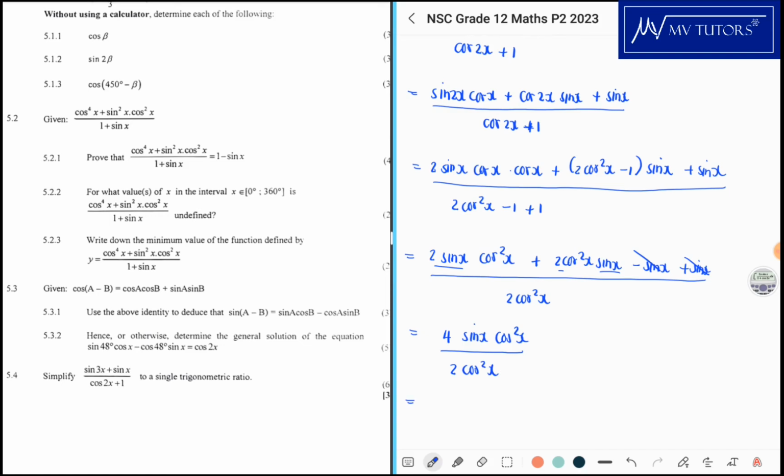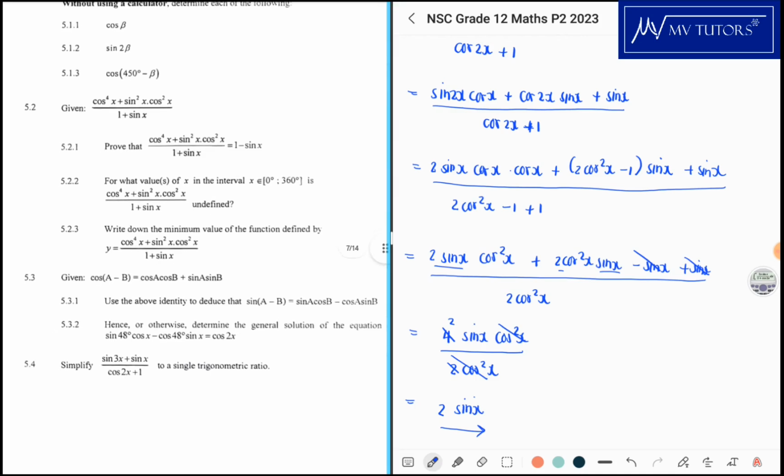So I can basically remove this cos squared x, that cos squared x, this 2, and I'm left with a 2. So at the end, my answer would be 2 sine x. We're done. Yeah, we're definitely done. Okay, so we're left with 2 sine x, and that's it. That's my story. And that's it with trigonometry.